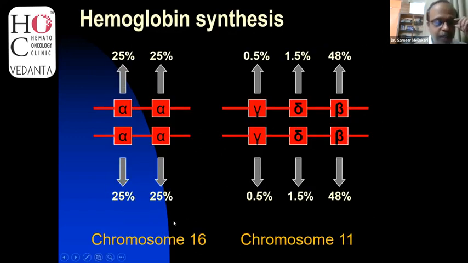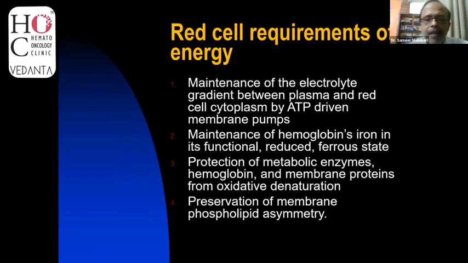Now the alpha chains are produced on chromosome 16, and there are 4 alpha chain producing genes, as we know, and each of them contributes about 25% of the total alpha chains. And on chromosome 11, we have the beta, gamma and delta chains. So the fetal hemoglobin is only about 0.5 to 1.5%, and the delta, that's hemoglobin A2, and the beta chains produce about 48% of the beta chains.